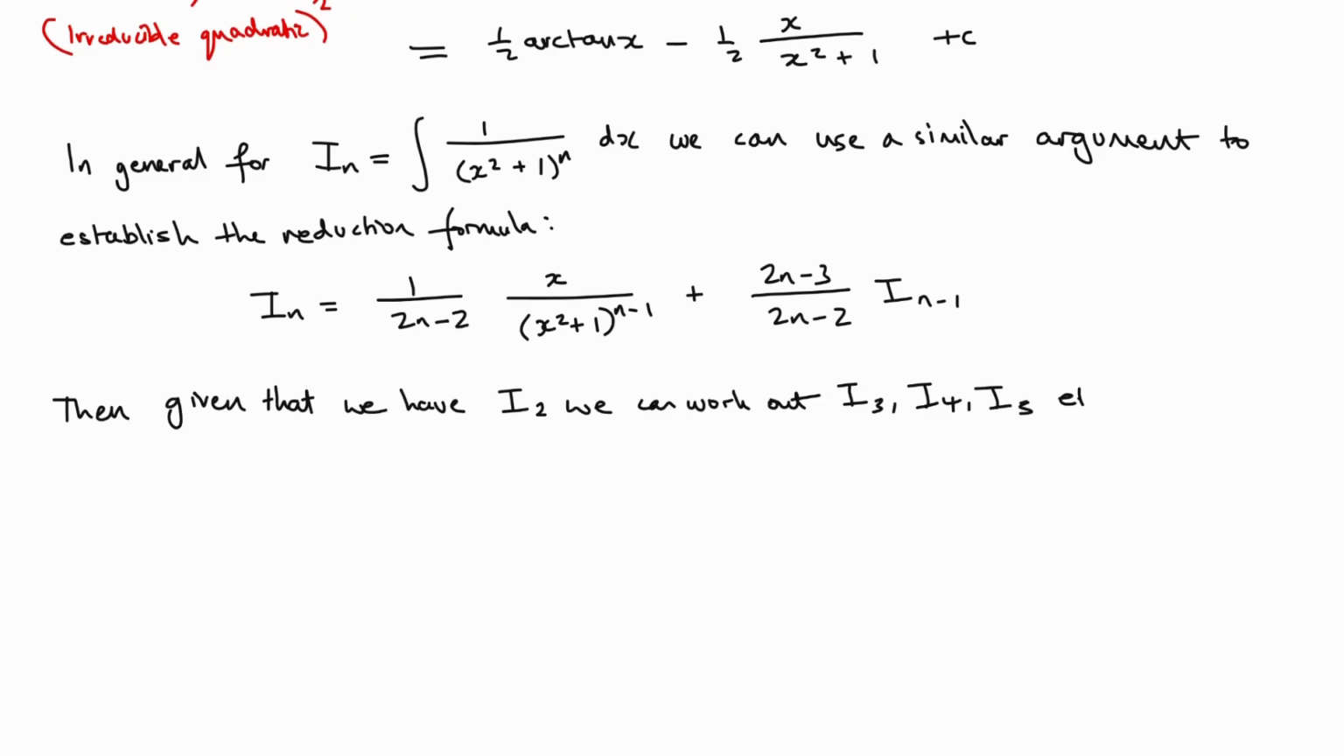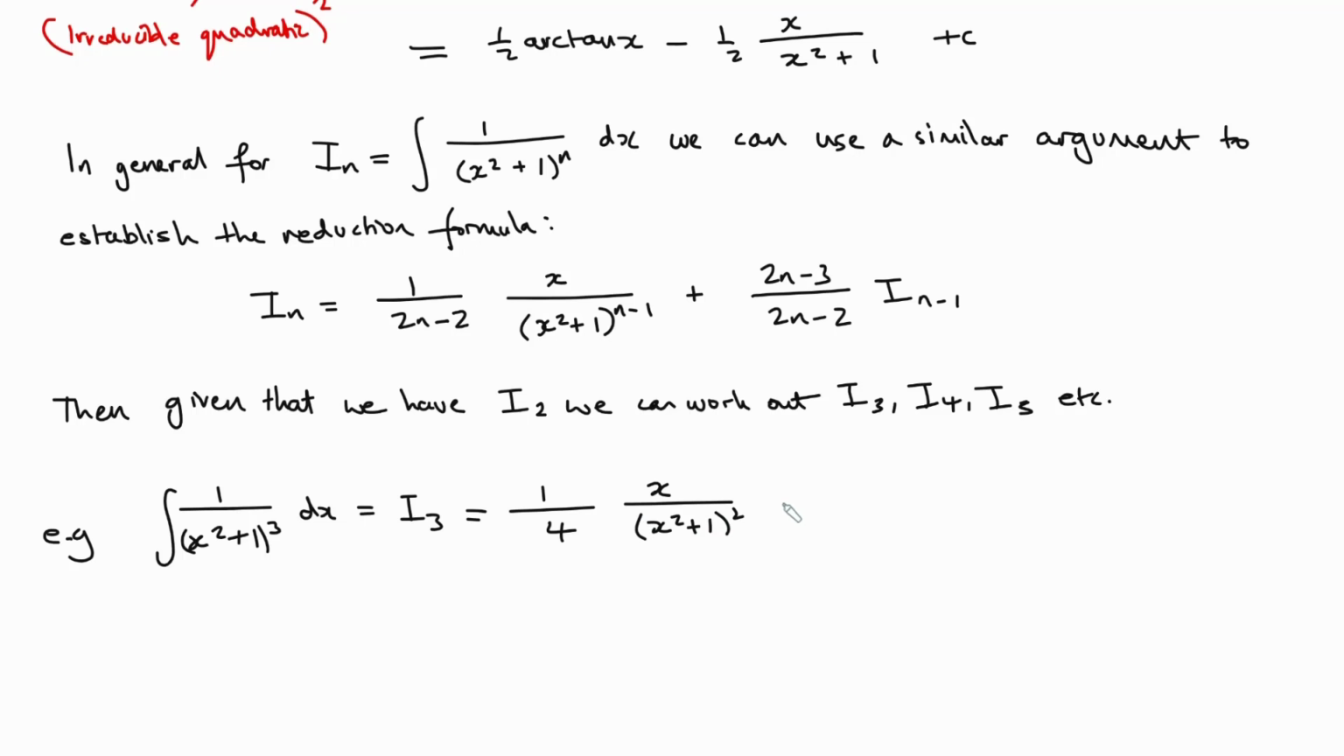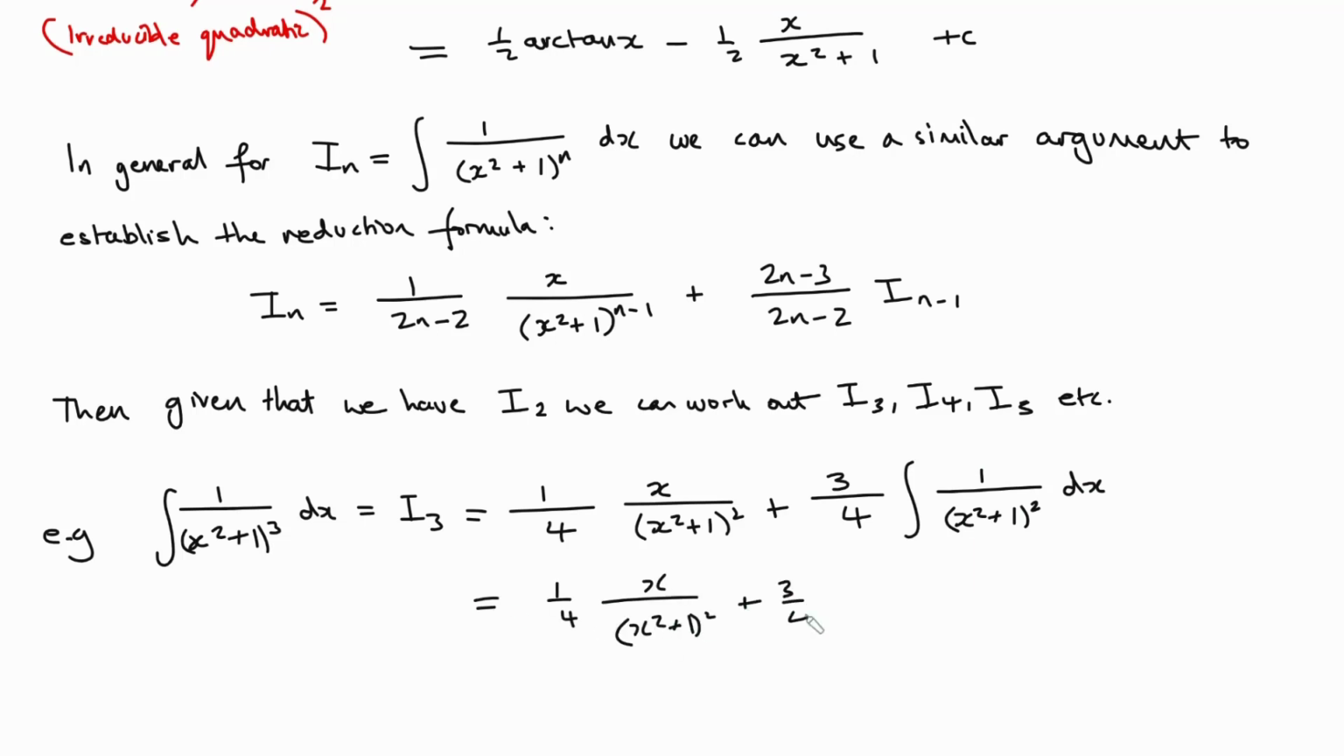So, for example, if I want to get I3, that's 1 over (x squared plus 1) cubed, I can just put n equals 3 into my reduction formula. So I3 is 1 over 2 times 3 minus 2, which is 4, and then x over (x squared plus 1) to the 3 minus 1, so there's a 2 there, and then this fraction just becomes 6 minus 3 is 3, and this is 4, so that's 3/4 times I2. But I2 is the integral we've just worked out, the integral of 1 over (x squared plus 1) squared. So this is a quarter x over (x squared plus 1) squared plus 3/4 times a half arctan x minus a half x over (x squared plus 1), plus a constant of integration, and so on and so forth.